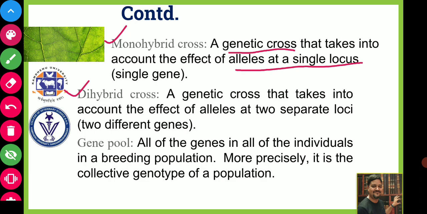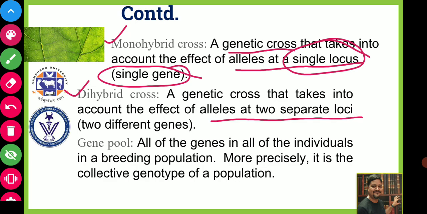So we are considering a single locus only at a time. We are seeing the effect of alleles at a single locus, or you can say a single gene. So this is called a monohybrid cross. Similarly, the dihybrid cross is a genetic cross that takes into account the effect of alleles at two separate loci, that is, two different genes. So when two genes are under consideration, it is called a dihybrid cross.